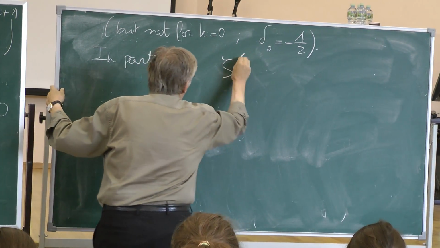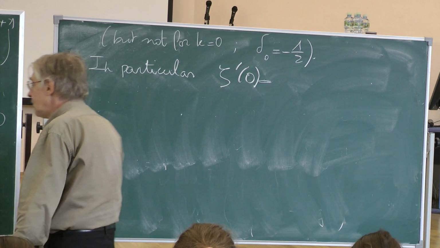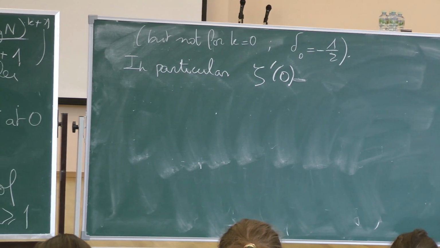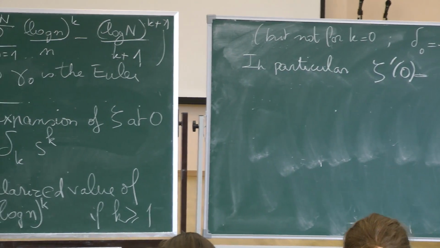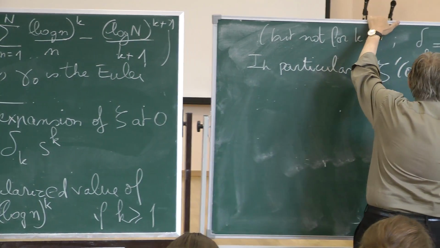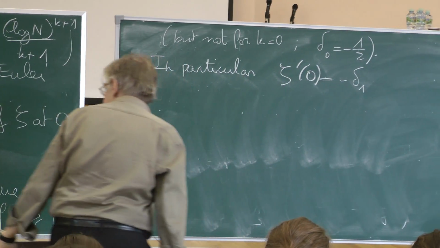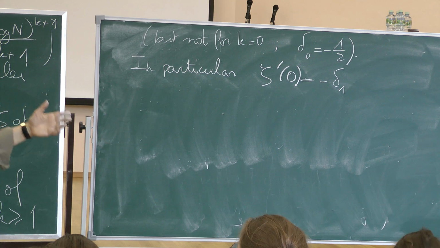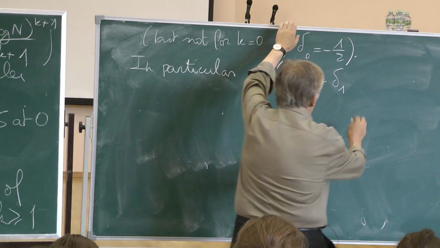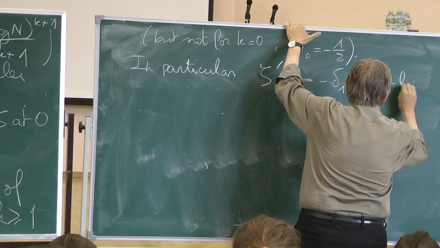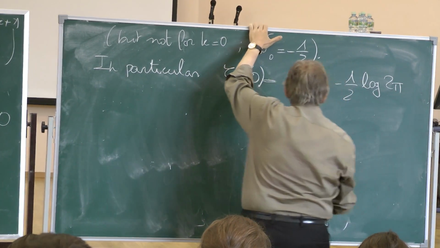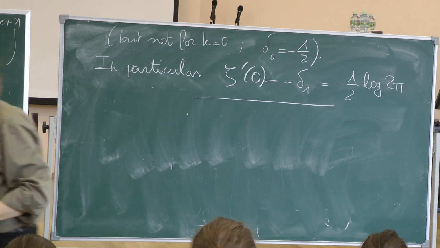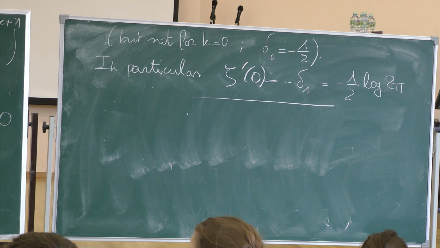As an application, zeta prime of 0, which is the first coefficient of this expansion, is minus 1 to the power 1 divided by 1 factorial, delta 1. So it is minus delta 1. And since delta 1 is just the regularized value of the sum of log n, which I had computed before by using Stirling's formula, zeta prime of 0 is minus a half log of 2 pi. So this is the kind of thing that we want to prove.